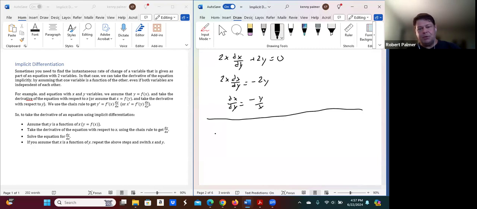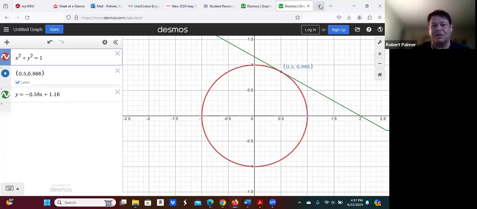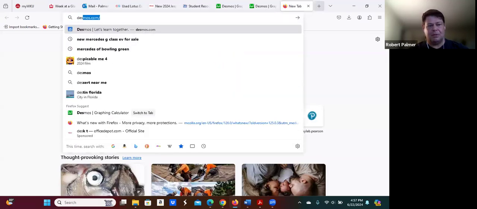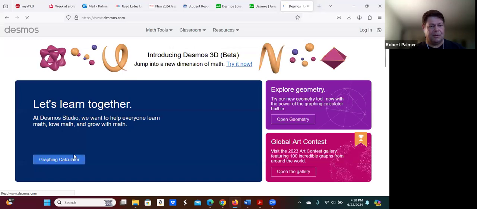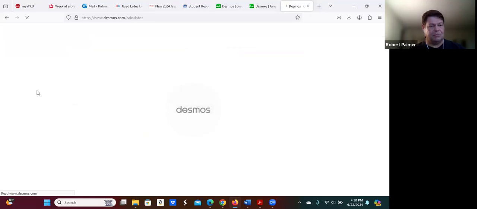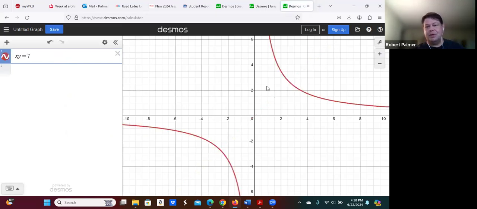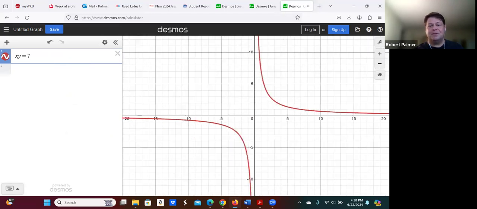Okay, number 2. So here is our equation. xy is equal to 7. So let's go to Desmos and let's graph that, just to get an idea what it looks like. Now, actually, I think I'll just open up another Desmos window since I want to erase all that. So x times y is equal to 7. Okay, so we get a function curve that looks like this.